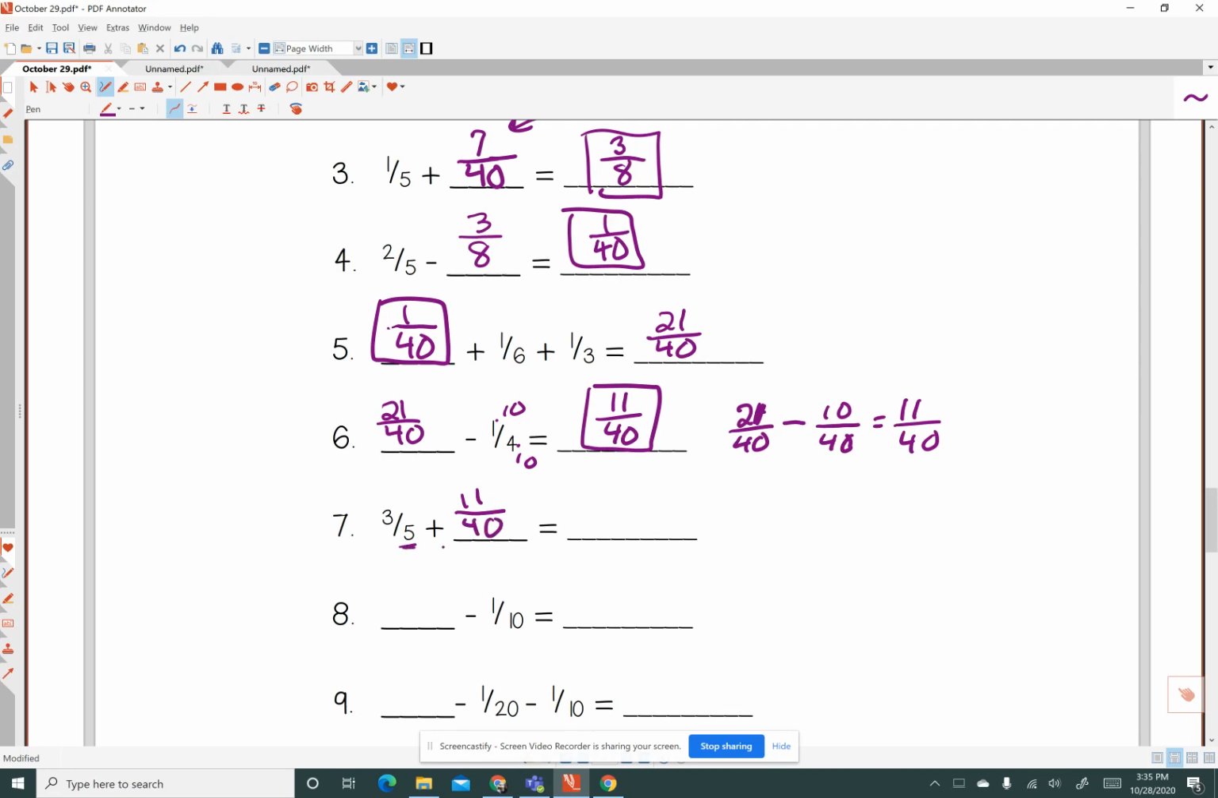Now, 5 is a factor of 40. So 3/5, let's convert it to 40ths. So 5 times 8 is 40. 3 times 8 is 24. So that would be 24/40ths plus 11/40ths, which equals 35. Oh, this is addition, right? Which equals 35/40ths.